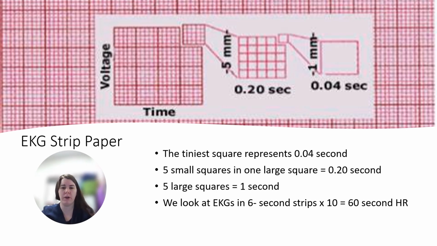So to break down our EKG strip paper, the teeny tiniest little square is 0.04 seconds. So 5 of those teeny tiny small squares equal 0.20 seconds. 5 large squares is 1 second. And we look at EKG in 6-second strips. We multiply that by 10, which gives us our 60-second heart rate.